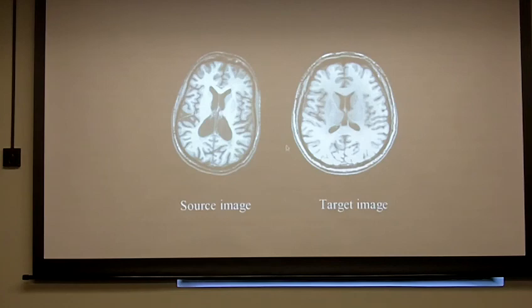So this is a typical TBI brain with diffuse injury, and this is a very big fat brain. This is actually my brain.